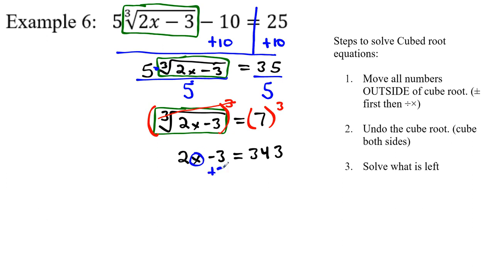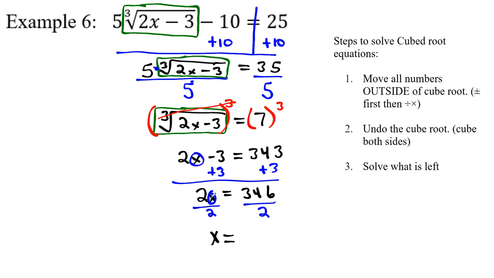So we're going to add 3 to both sides. So now we got 2x equals 346. And then now divide both sides by 2 to get the x all by itself, which is half of 346, which I think is 173. If I did it right in my head, I'm going to use a calculator to find out here. But 346 divided by 2 is 173.